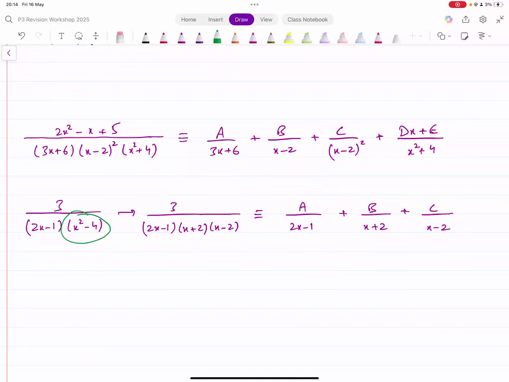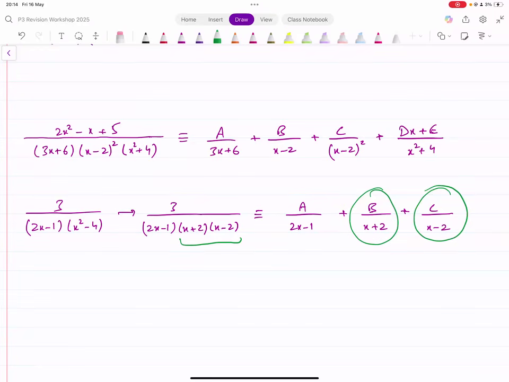However, this is something that can be factorized further. x squared minus 4, we could write that as x plus 2 into x minus 2, so that it becomes two different linear factors. So if you had to find partial fractions for this, we would have to break it down into parts like this, first of all, to make it x plus 2 into x minus 2. And then we say this is b over x plus 2 plus c over x minus 2.